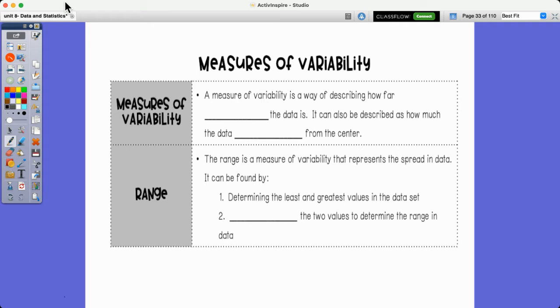So we talked about measures of center, and those are the ones that are in the center or the middle of the data. A measure of variability describes how spread out or how far apart our data is. It can also be described as how much the data deviates from the center. It's really a how far apart.